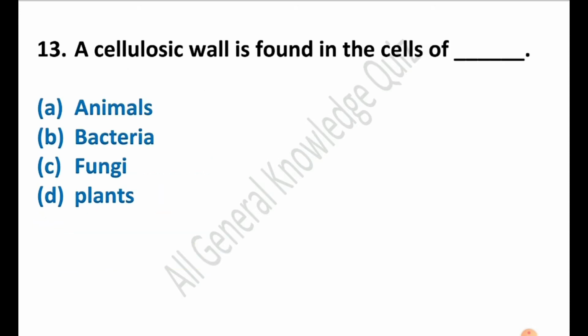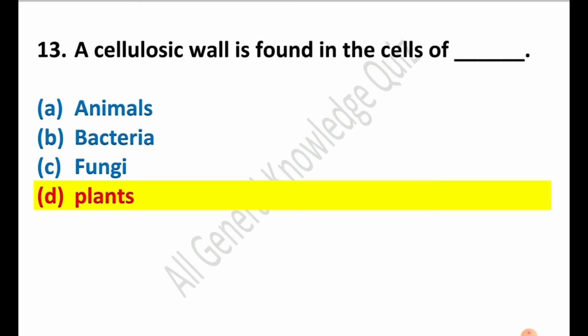Question number 13. A cellulosic wall is found in the cells of option A, animals. Option B, bacteria. Option C, fungi. Option D, plants. The answer is option D, plants. A cellulosic wall is found in the cells of plants.